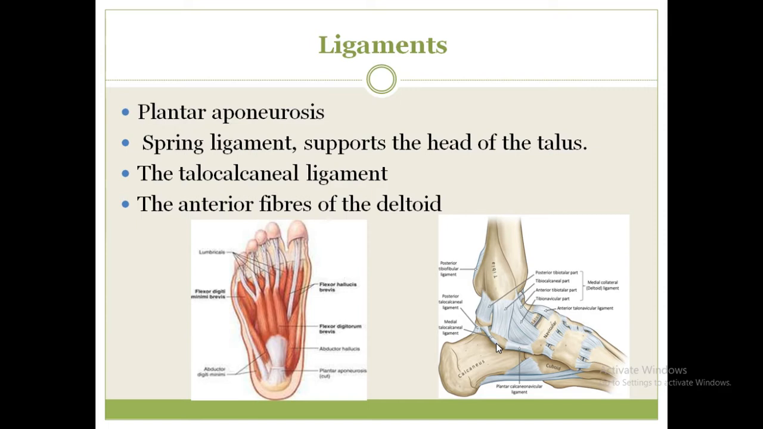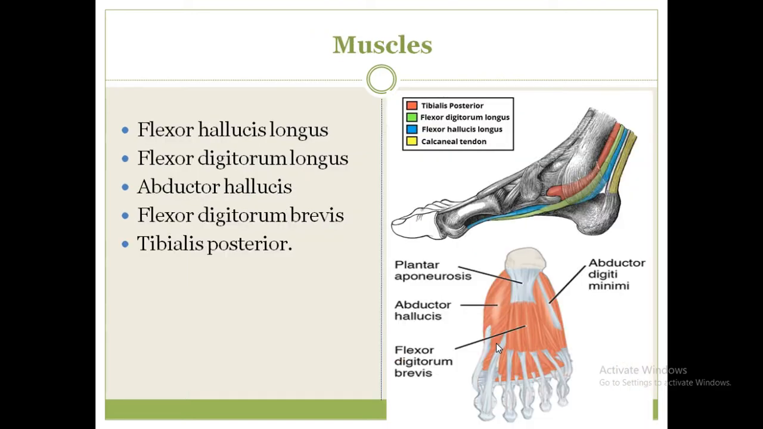Then it is further supported by the talocalcaneal ligament and the anterior fibers of the deltoid. Then lastly, the muscles which provide additional support to the arch. These muscles are the flexor hallucis longus, flexor digitorum longus, abductor hallucis, flexor digitorum brevis, and tibialis posterior.